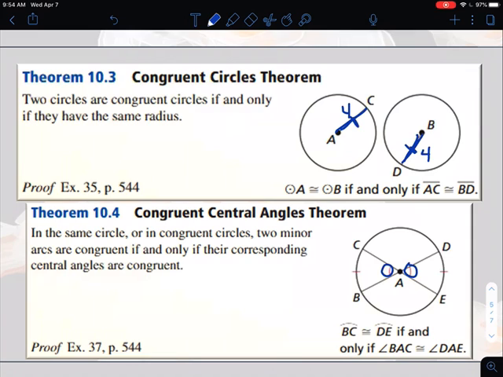Or the one that's probably a little bit more important is when I have congruent angles. So notice how those two angles are congruent because they're vertical. That means the arcs are also going to be congruent. And that should be pretty easy to show, because if this was, say, 40 degrees and this was 40 degrees, that means this arc would be 40 degrees and this arc would be 40 degrees. We can see they're the same.